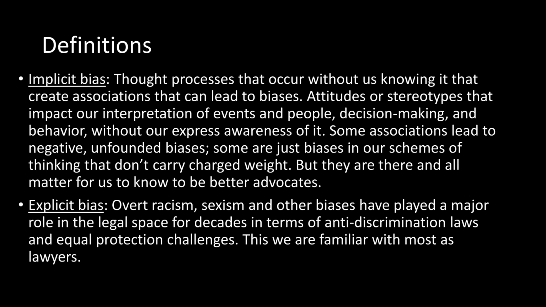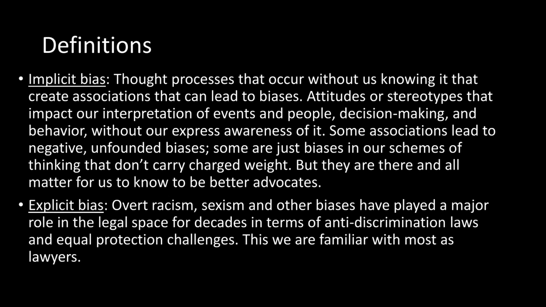Let's start quickly with some definitions of both implicit and explicit bias. Implicit bias refers to thought processes that occur without us knowing that our process may create an association that may not be founded properly in fact or logic, and that can lead to embedded biases, attitudes or stereotypes that impact our interpretation of events and people, for example, and then impact our decision-making and behavior, often which occurs without our express conscious cognition of it. Some associations can lead to negative, unfounded biases, and some may lead to positive biases that don't make sense either. Either way, knowing how this happens can make us better advocates.